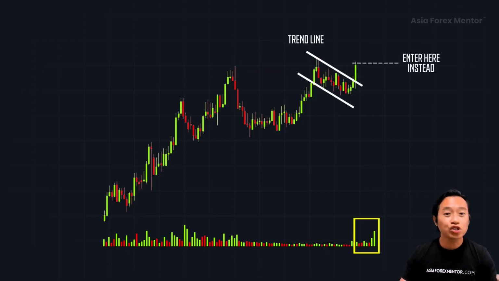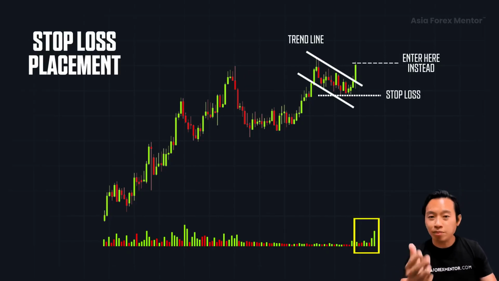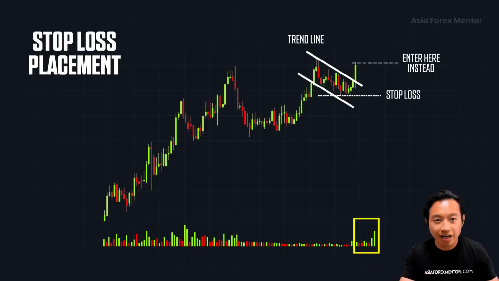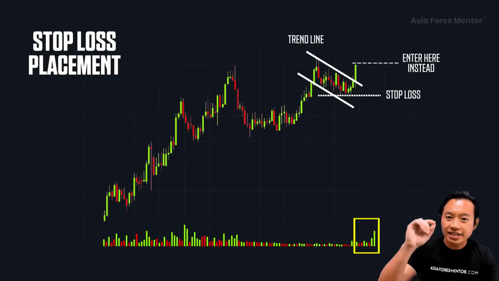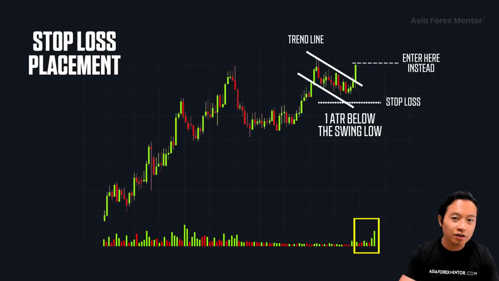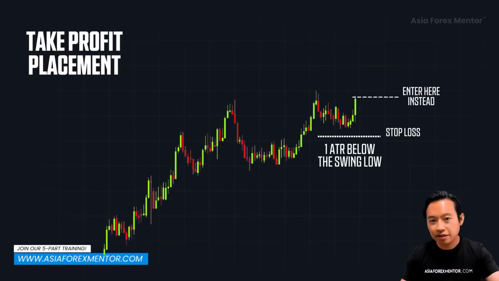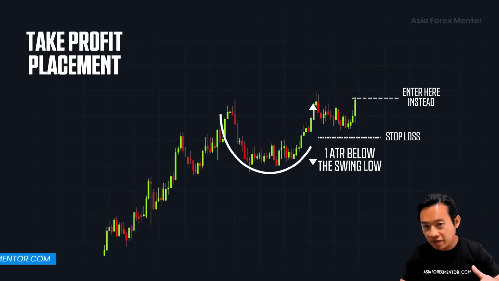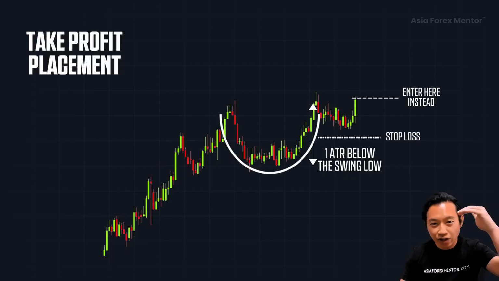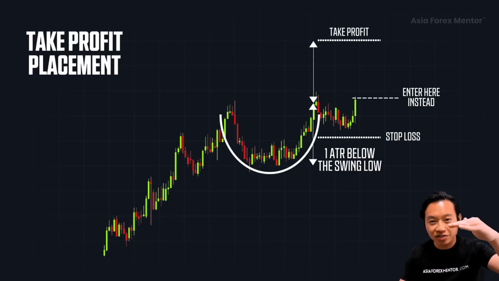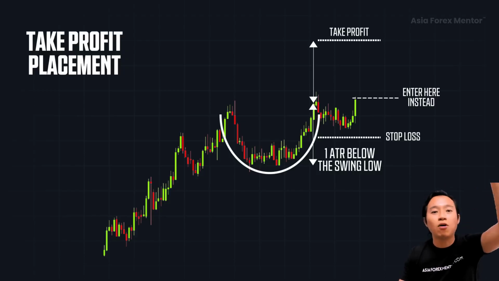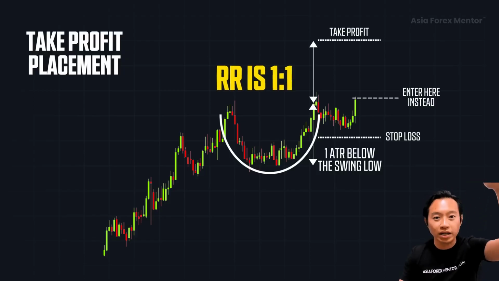So now, for your stop loss, apart from just setting it at the lowest point of the handle, which is the recent swing low, and you can do that, right? If you want to be more conservative, you want to be safe, you want to avoid spikes, what you can also do is set it at 1 ATR below the swing low. So now, for your take profit target, you measure the distance from the bottom of the cup to the neckline, right? And then you add that distance from the breakout point, which is the neckline, to get an estimate of how far price would go. So it's 1:1, okay?